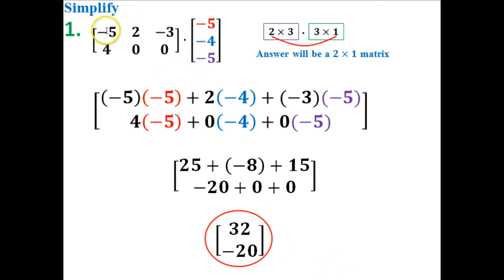But essentially, what we're doing is multiplying each of these rows, the entire row, by this entire column. That's why these 2 middle numbers have to be the same. As long as they're the same, then we're good. And remember that your answer will be whatever these 2 outer numbers are: the number of rows in your first matrix by the number of columns in your second matrix.